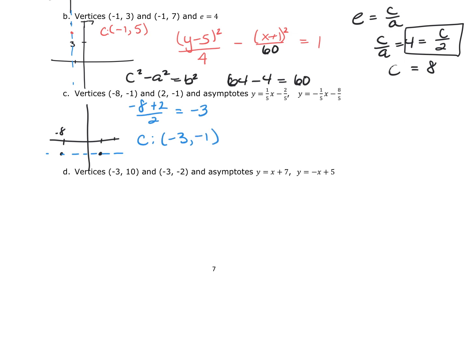I also know my transverse axis is running parallel to the x, so it's going to be (x plus 3) quantity squared over something, minus, and then (y plus 1) quantity squared over something, is equal to 1.